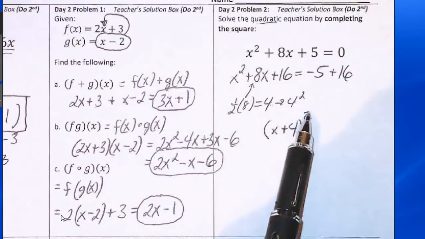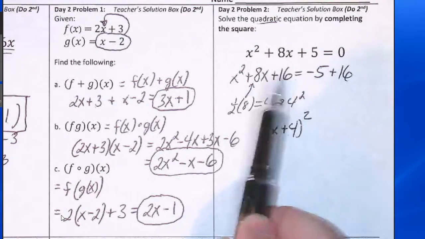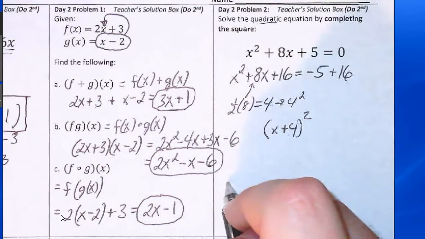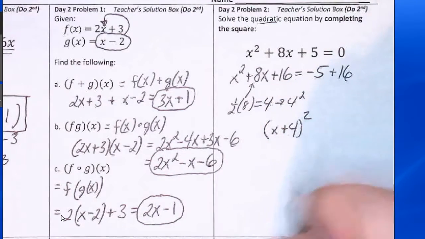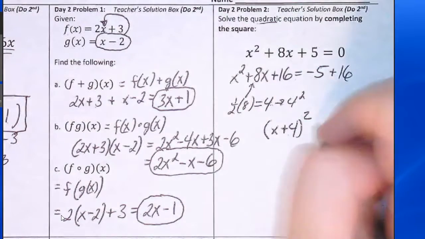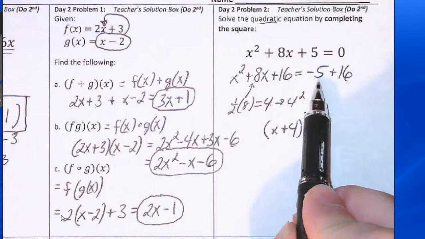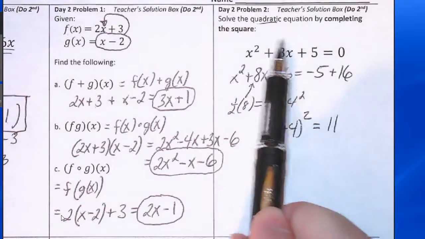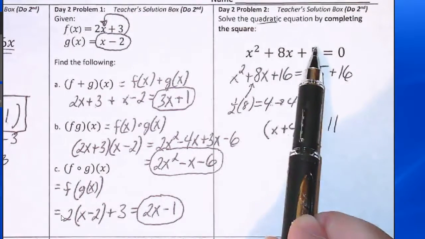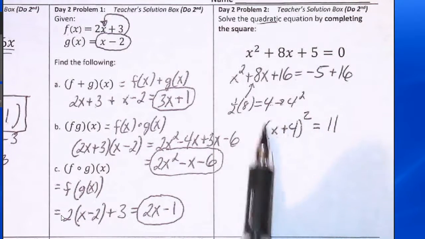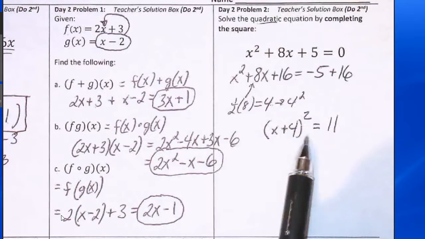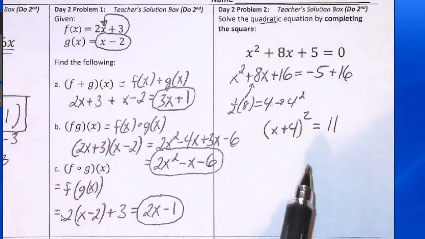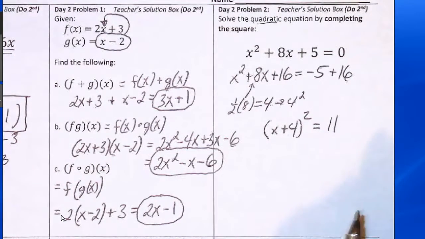X plus 4 squared is equal to x squared plus 8x plus 16. If you don't believe that, you can expand this out using FOIL. X plus 4 times x plus 4, and work that out. It makes that trinomial. This is equal to, and on the right side of the equation, negative 5 plus 16 is 11. So we've taken the original equation that had a trinomial in it and rewrote it as this equation, where on the left side of the equals, there is a binomial squared. The reason for doing that is so that we can now use square roots to get us the answer.